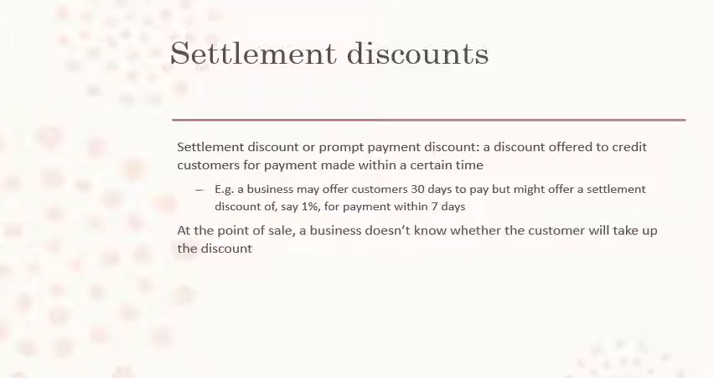Now, at the point of sale, that business does not know whether or not that customer is going to take up the discount. It might have a good idea, but it certainly doesn't know for certain. So when we prepare the invoice for this sale, the VAT is going to be calculated on the price before the settlement discount is applied. The net amount shown is going to be before the settlement discount is applied, and so is the gross amount.